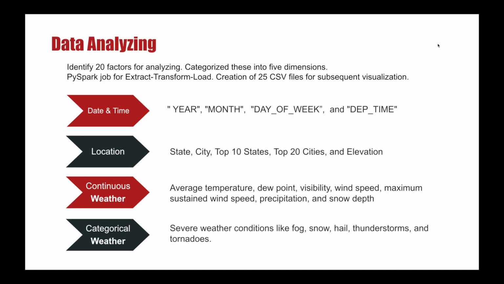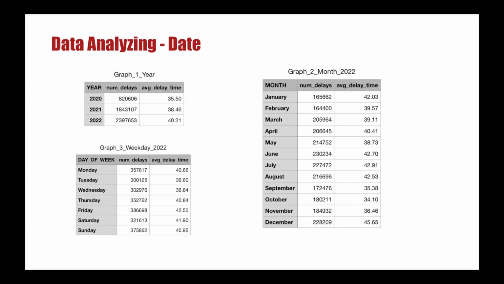Next is the data analyze part. So first, we took the time to understand the facts, and then we identified 20 facts for analyzing. We sorted them into 5 dimensions: date, depart time, location, and weather conditions. By using PySpark, we effectively extracted and transformed this data and created 31 CSV files. We discovered some interesting things.